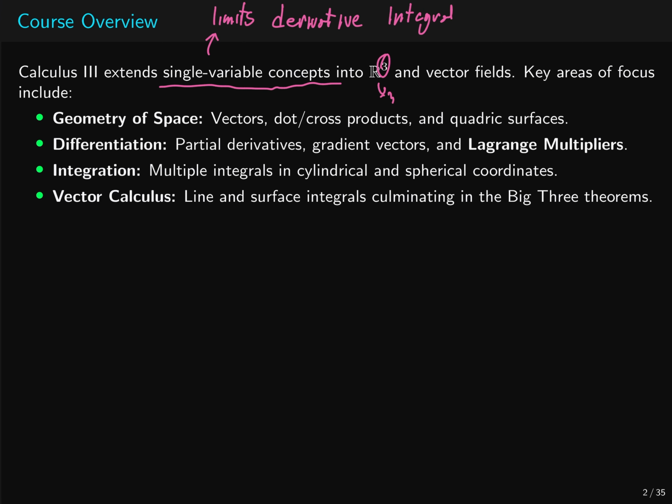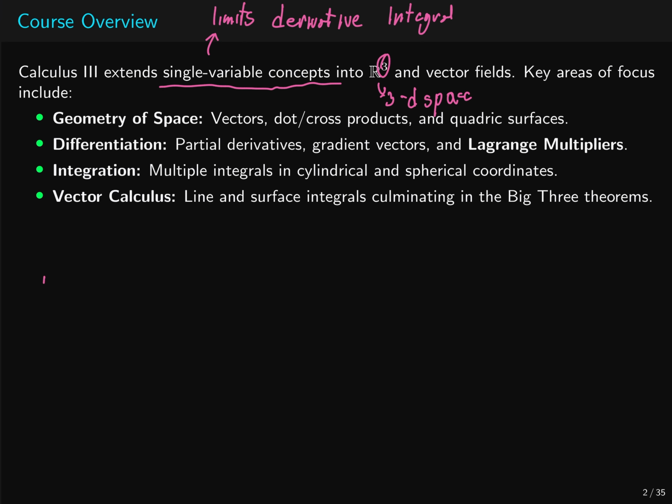R3 represents 3D space. And R3 is actually called a Cartesian product. We're going to talk a lot more about that in a couple of videos. But the 3 represents the dimension of the space. So R3 is 3D space, R4 is 4D space, R5 is 5D space, and Rn is an nth dimensional space. So we're going to be working to get limits, derivatives, and integrals into 3D space and nD space.